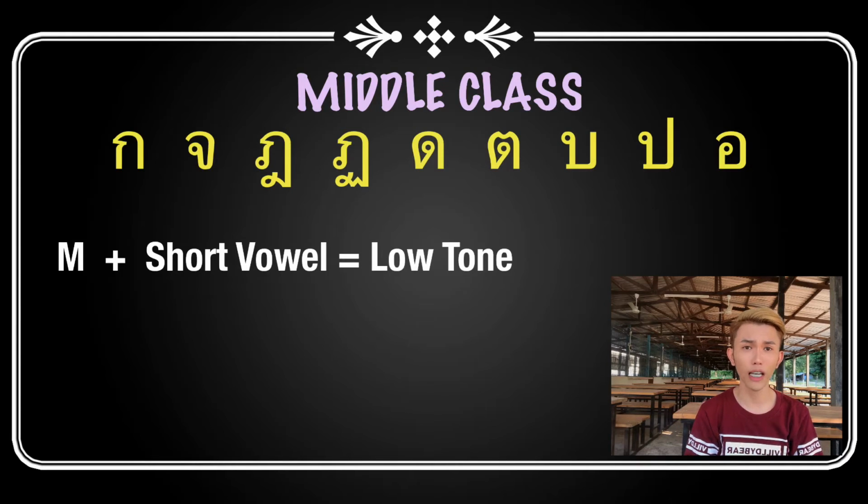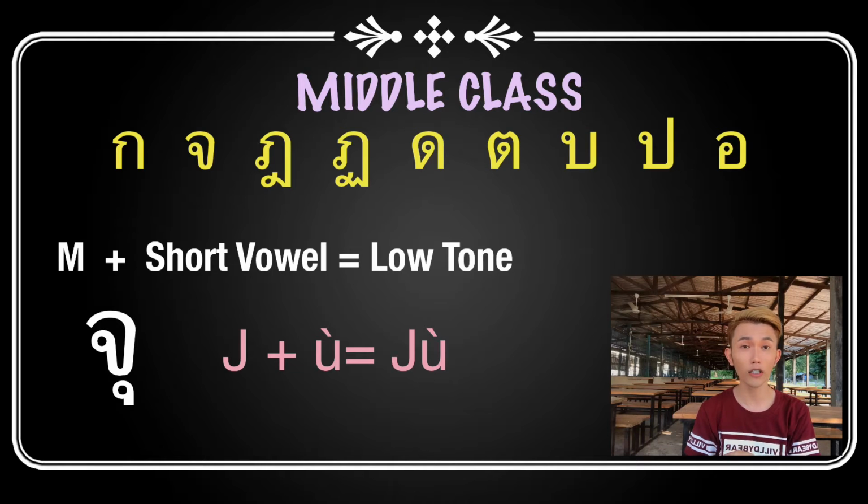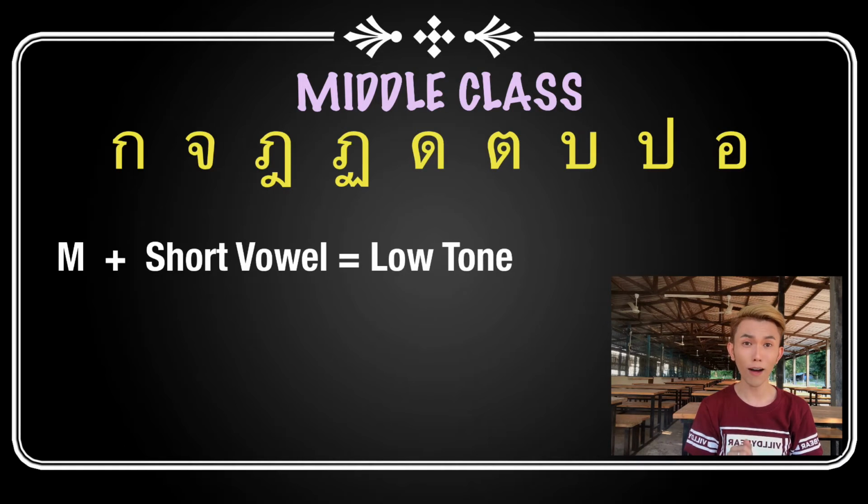I will give you an example. Jajan and sarau. Jajan in English equivalent is the letter J, plus short u. J plus u equals ju. Remember this one: when it is a short vowel, it is also a short tone.